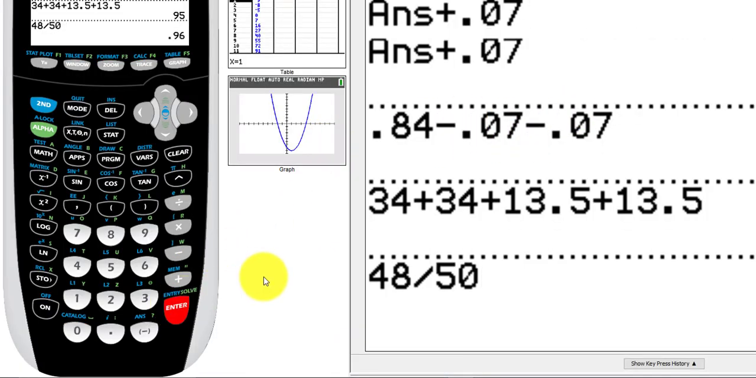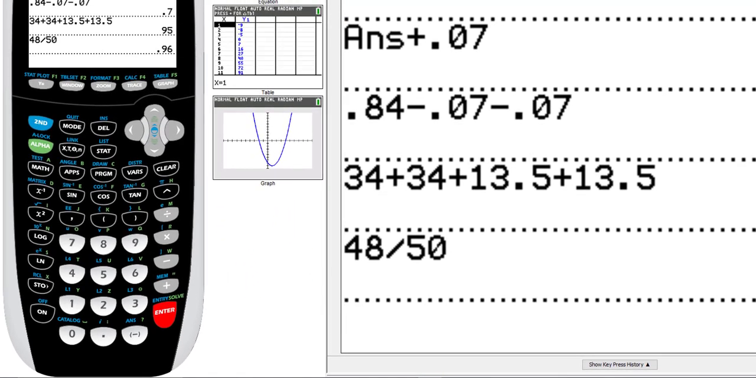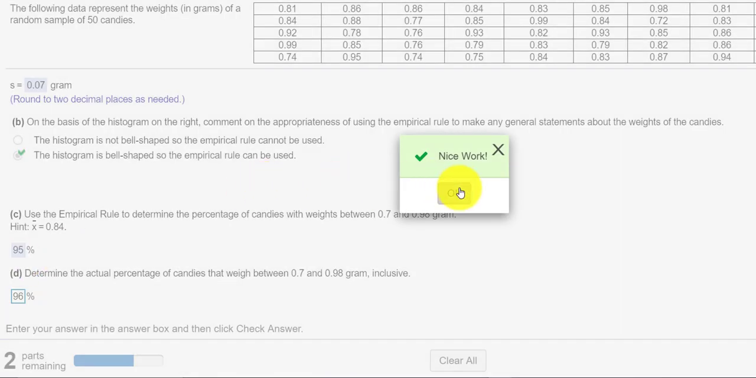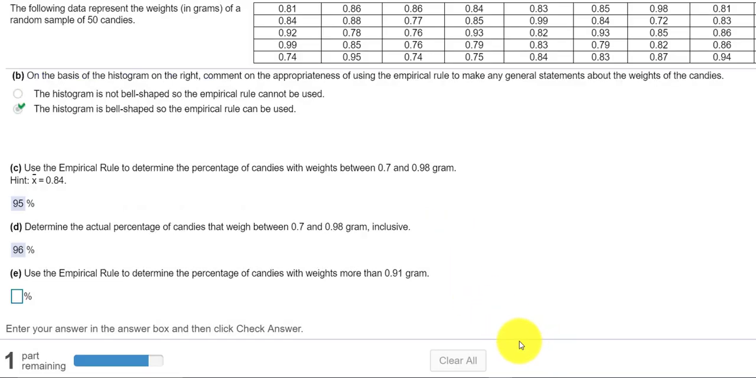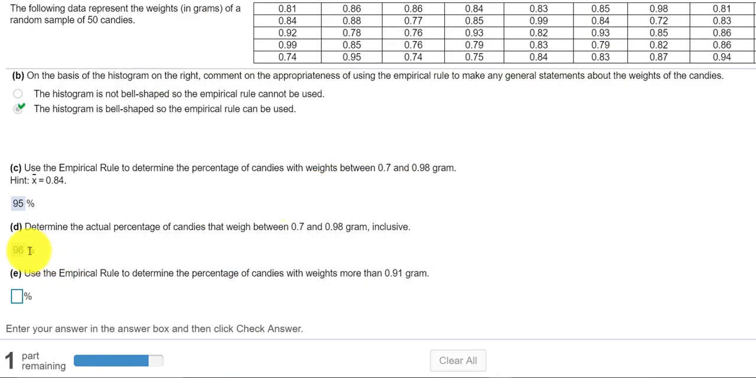I press enter, and it looks like I get 0.96. So let's put that in, and I get the nice work. Again, I want to make sure. I had 0.96, but as a percentage, we moved the decimal 2 places to the right to get 96%.